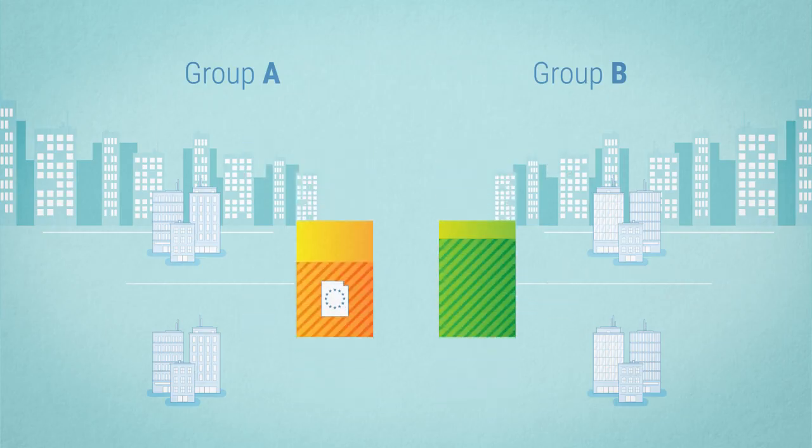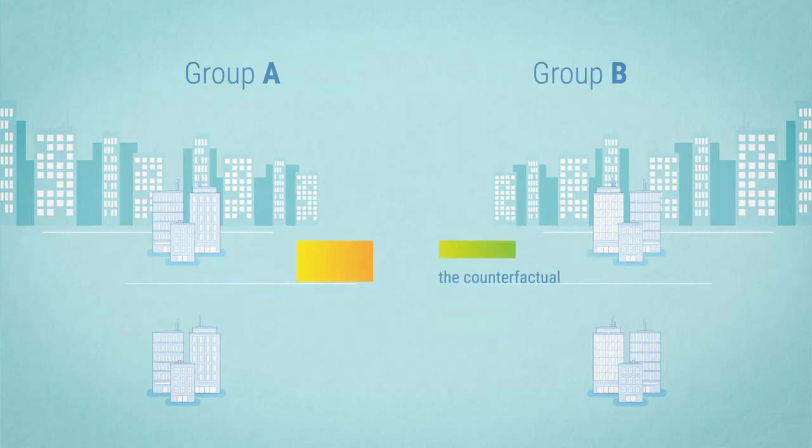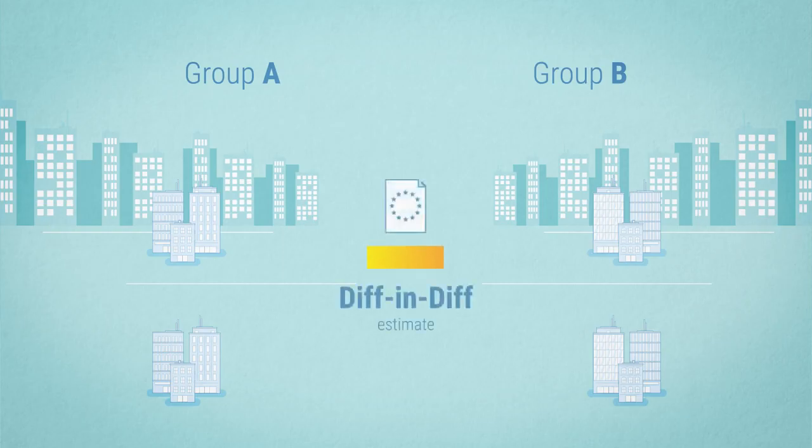Other factors, like growing use of electronic payments, may have affected both changes. We can use Group B as counterfactual, which is what would have happened to Group A without the regulation. The difference between the change in average payment days in Group A and Group B is the diff in diff estimate of the average effect of the regulation.